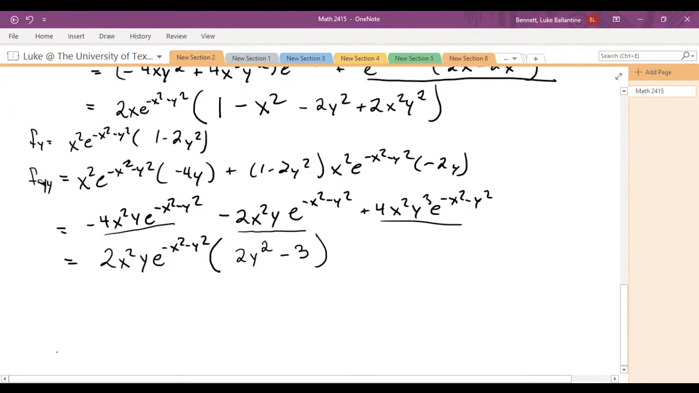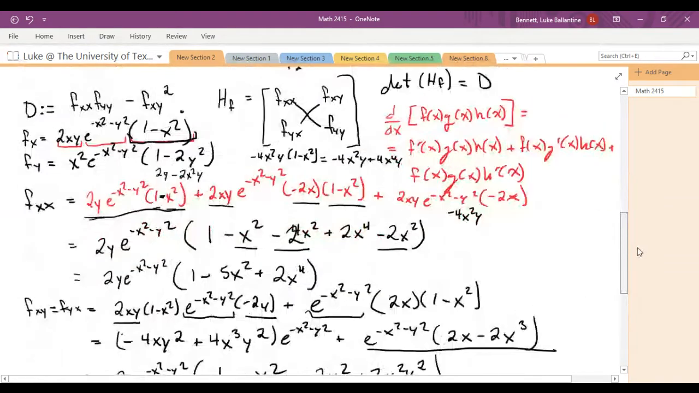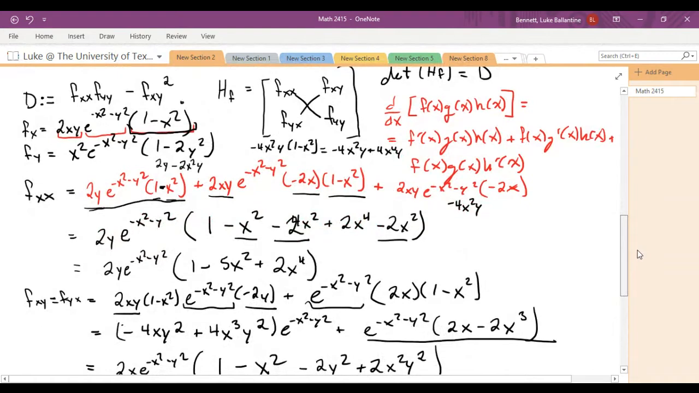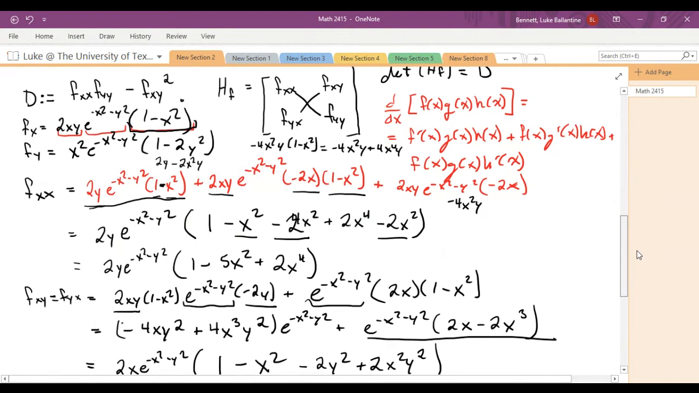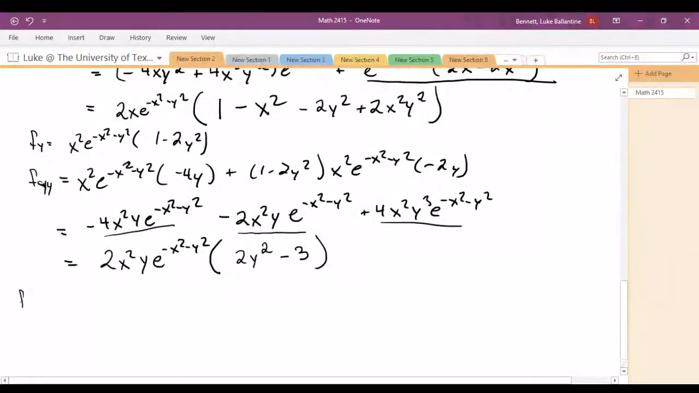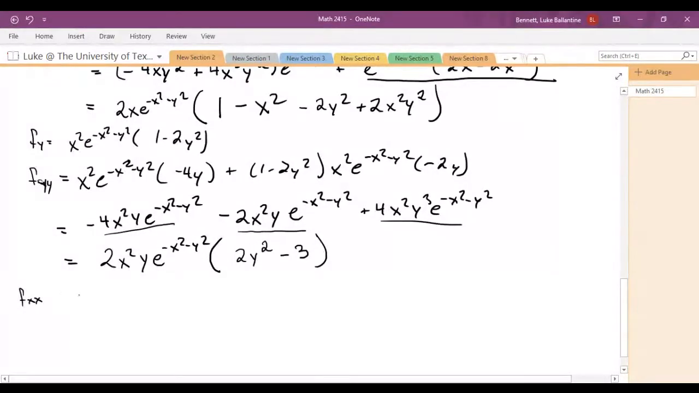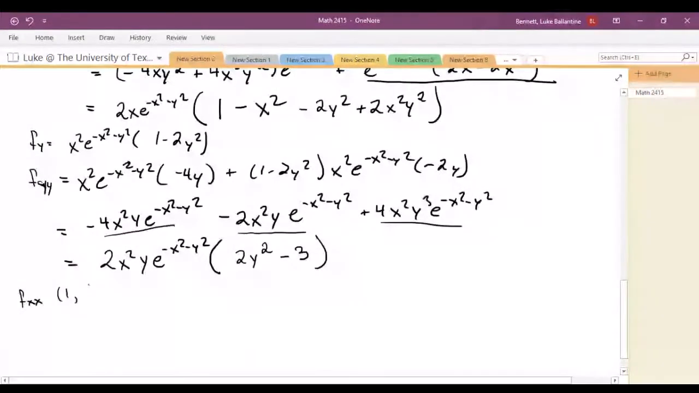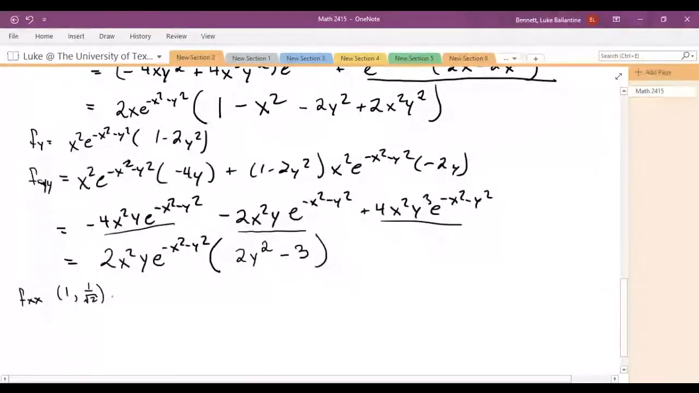So we have all of our second partials. So we have to evaluate these second partials at our critical points and throw it into the discriminant formula. So f sub xx, let's do the point 1 over square root of 2 first.